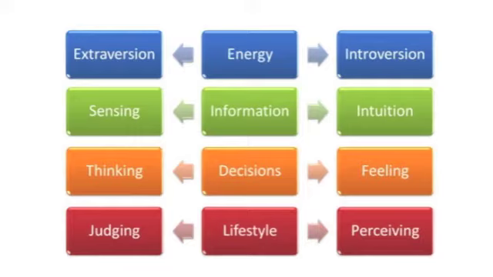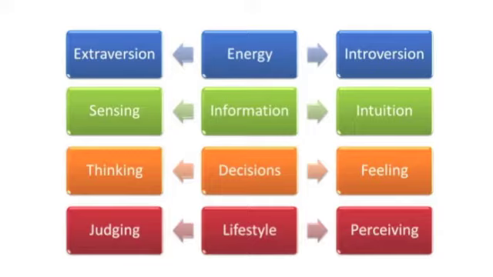Now, the second dichotomy is sensing versus intuition. And this has to do with how you take in information. Those who score higher on sensing like details, facts, evidence. They like to know what's real. They like to know the specifics. They're very realistic. They're focused on the here and now, and they're practical and observant.